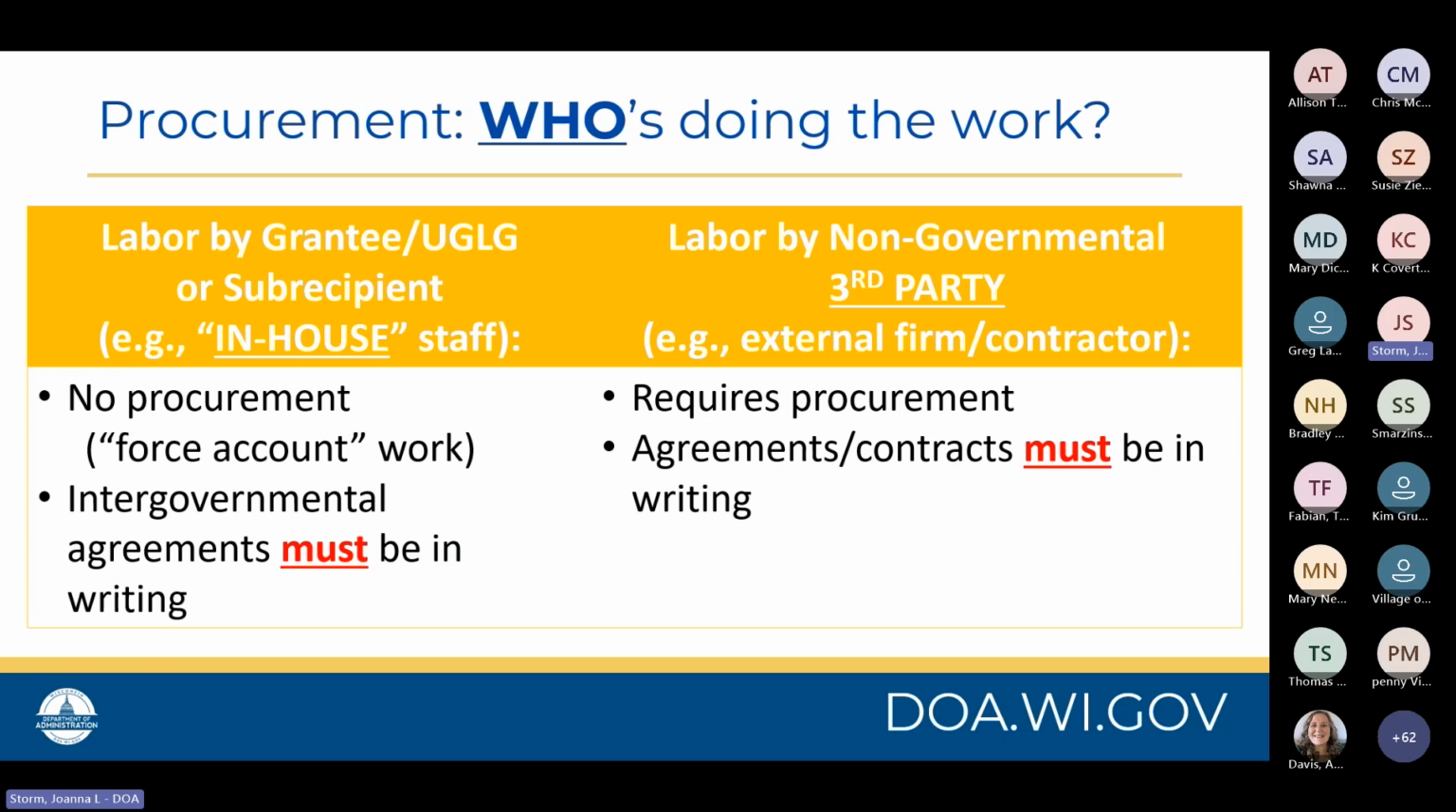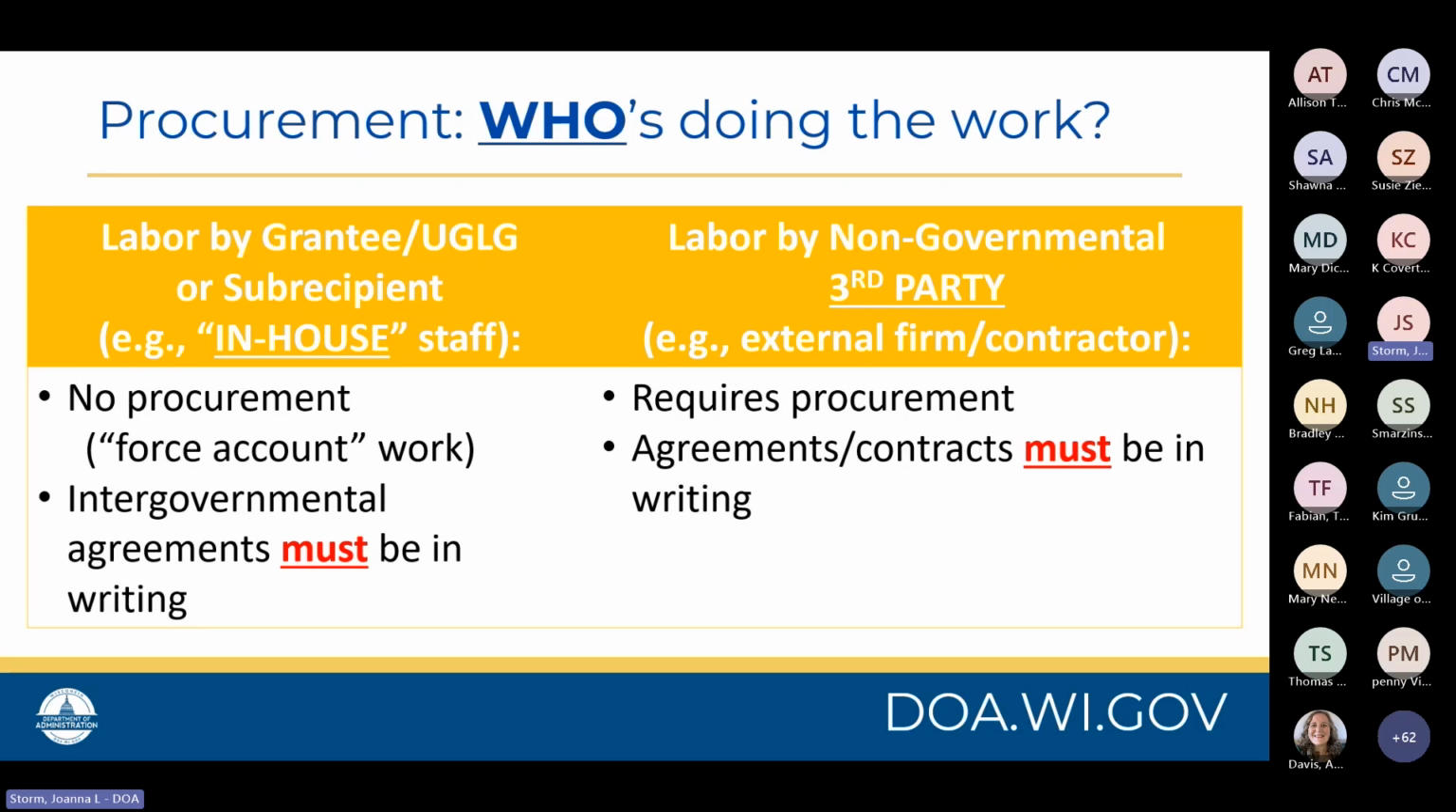These slides go into additional details. When it comes to determining who will be doing the work, you essentially need to ask yourself, are we going to be using in-house staff? Essentially, this would be labor provided by the grantee, the UGLUG, or a similar governmental, quasi-governmental subrecipient, maybe an RPC or an EDO, an economic development organization.